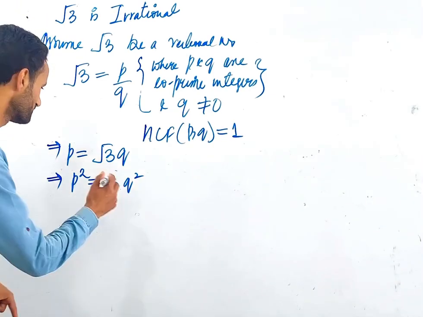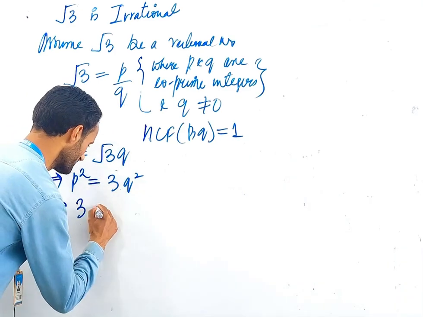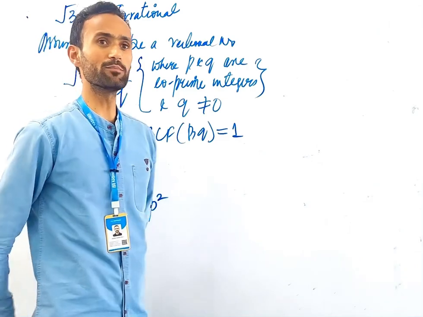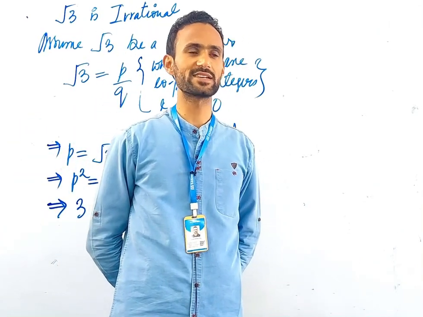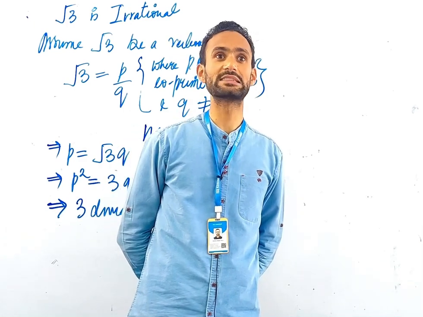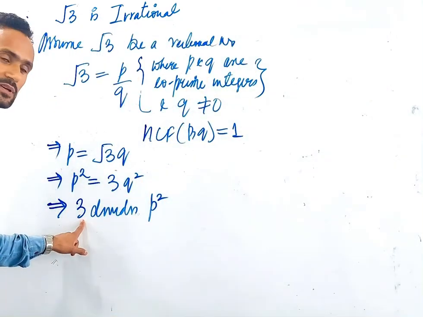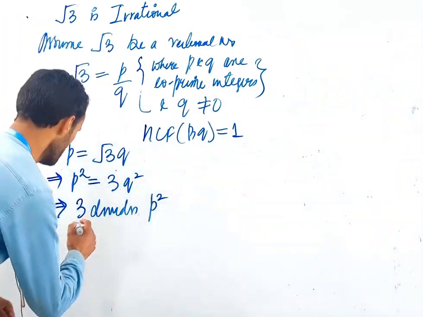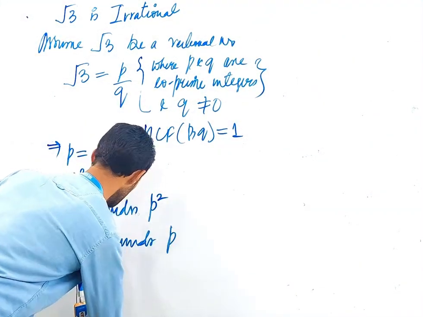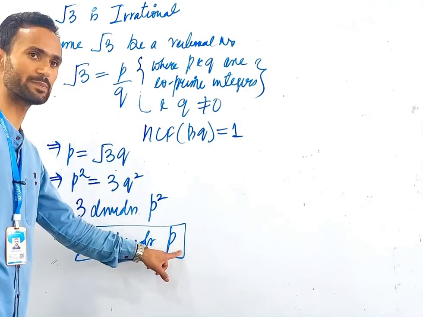That means from this step, we can conclude that 3 divides P square. We have an important result which states that if P is a prime number and if P divides the square of an integer, then P divides that integer also. Here 3 is a prime number, it divides the square of an integer, which implies that 3 divides P also, right?